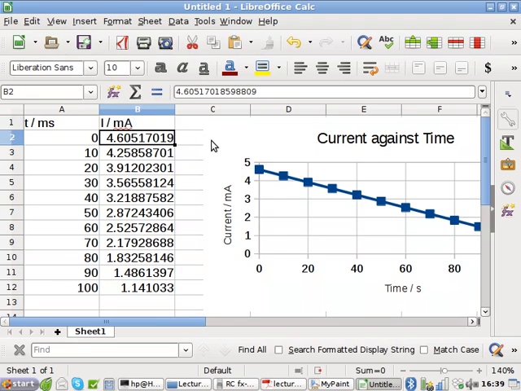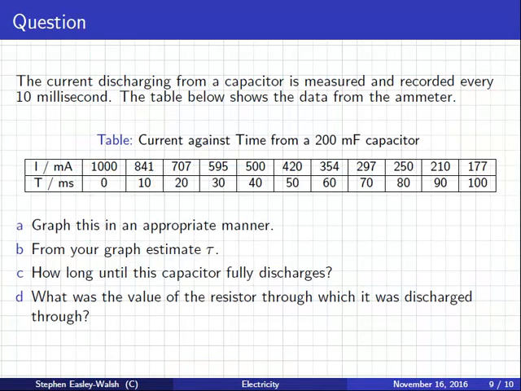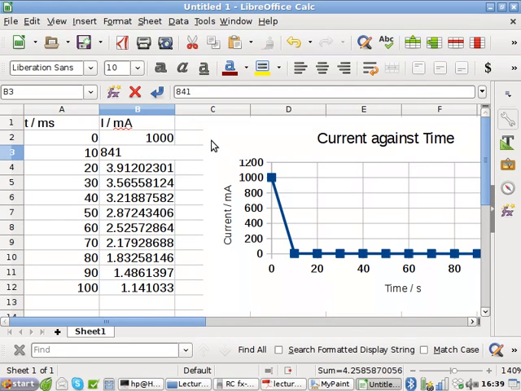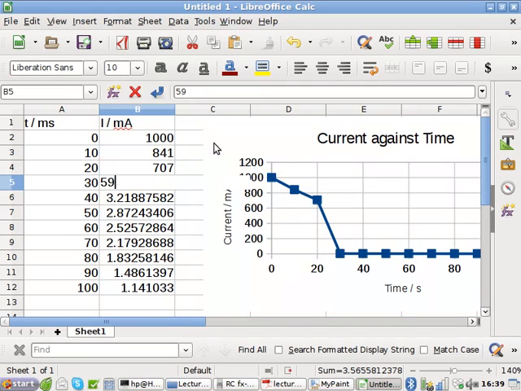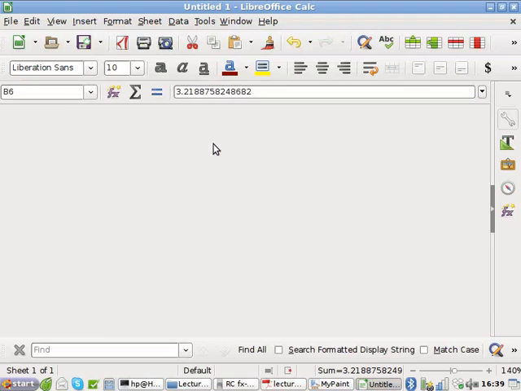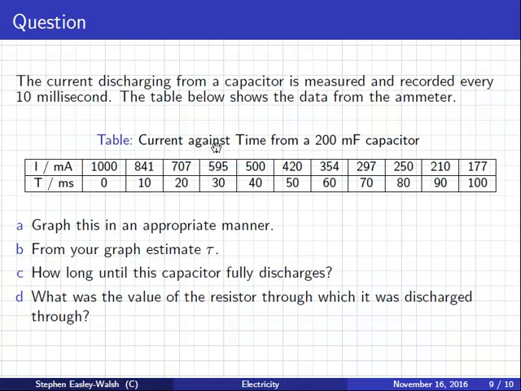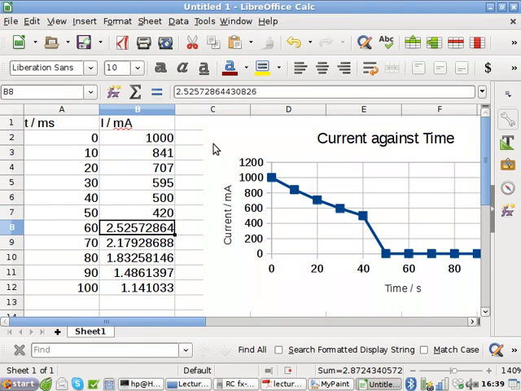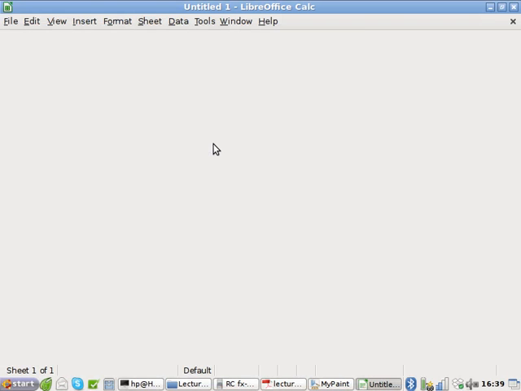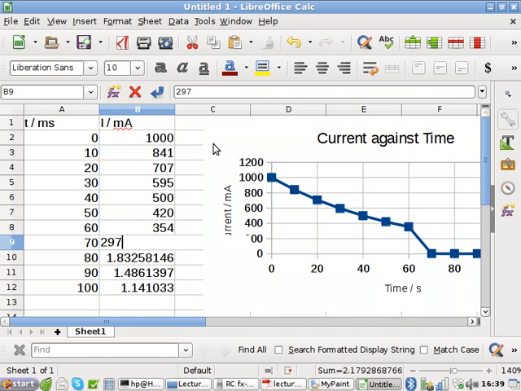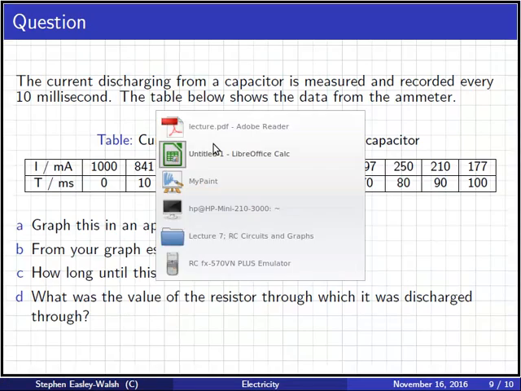Right, so what's the first one? It's 1000. And then the next one is 841. And then the next one is 707. And the next one is 595. And the next one is 500. 420. 354. 297. 250, 210, and then 177.